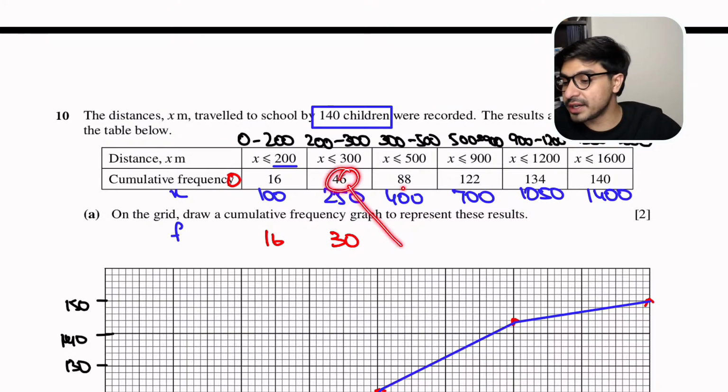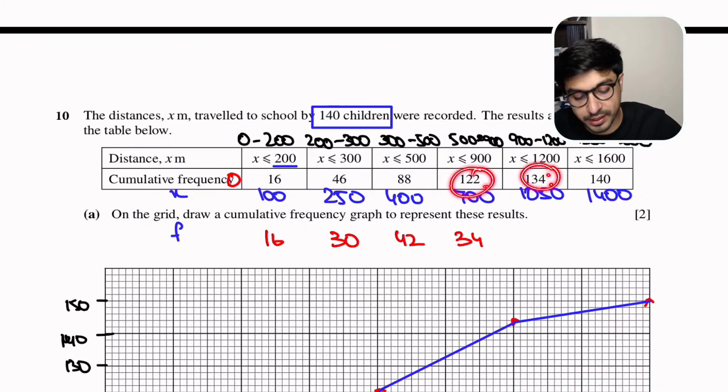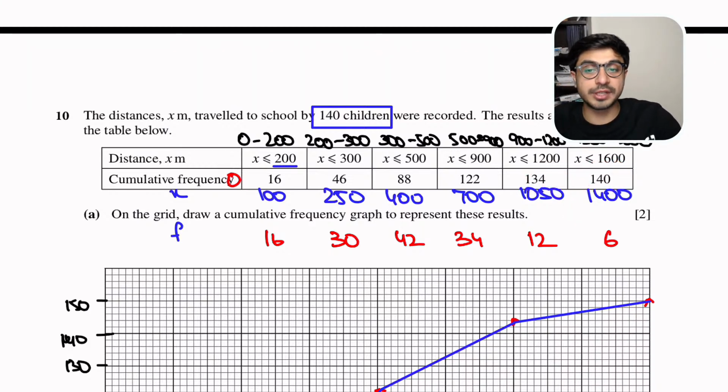So 88 minus 46, that is going to be 42. So here 42 will come. Then what did I add to 88 to make 122? 122 minus 88, it's going to be 34. So here 34 will come. Then what was added to 122 to make 134? So 134 minus 122, it's going to be 12, and this is how it's going to be done. What was added to 134 to make 140? So 140 minus 134, it's going to be 6, and this is how it is supposed to be done, right?